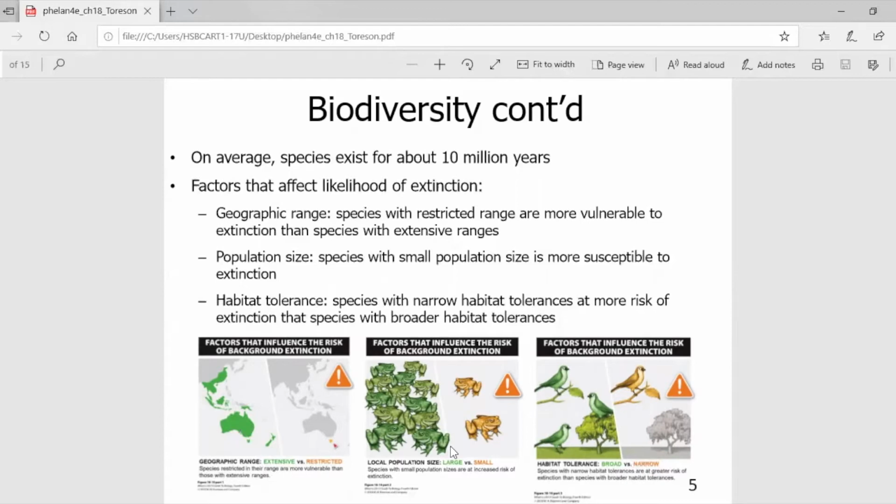This is pretty intuitive. The more individual organisms you have of a particular species, the harder it is for that species to become extinct, right? If you have more individuals, that's more individuals that must die out in order to cause extinction. And the last panel is illustrating habitat tolerance. Organisms that are able to tolerate a wider range of habitats are less likely to go extinct.